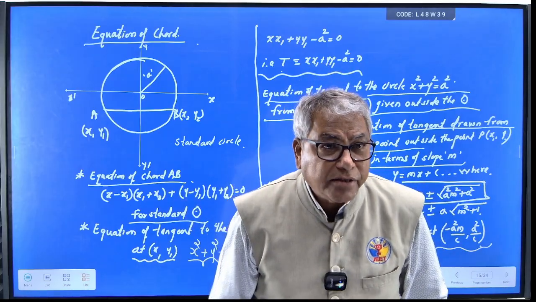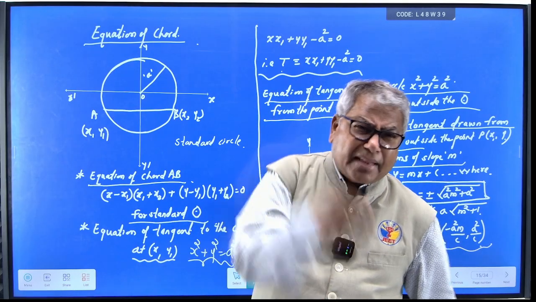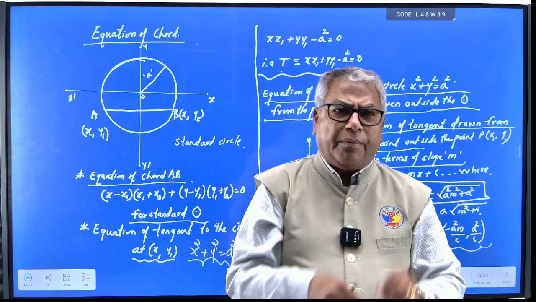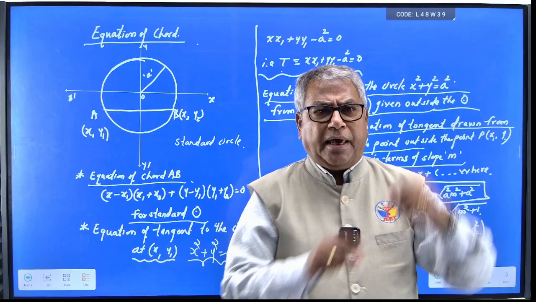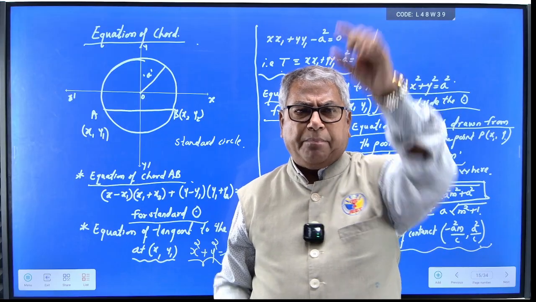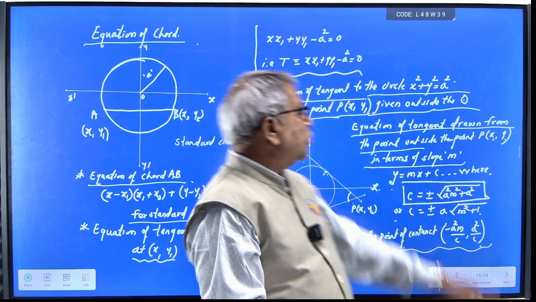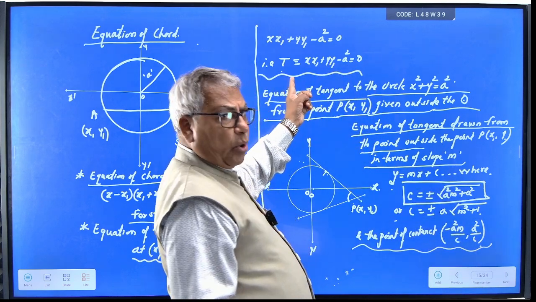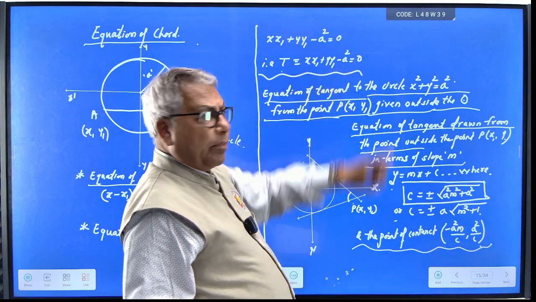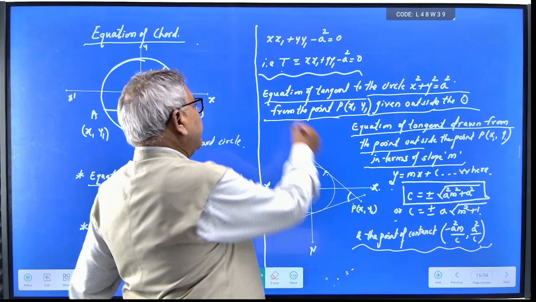What is the equation of tangent? At the point x1, y1 given on the circle, replace x square by xx1, replace y square by yy1. If there is no other term, the constant remains as it is. So the equation of tangent, T, is xx1 plus yy1 minus a square equal to 0.